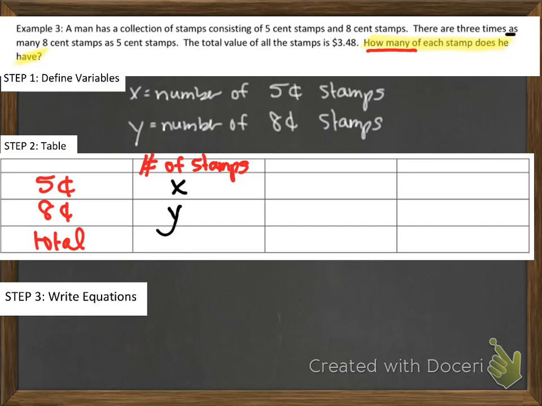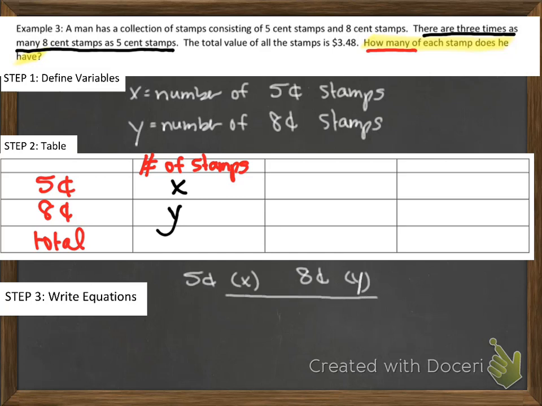We do know that there are 3 times as many 8-cent stamps as 5-cent stamps. So how do we figure that out? How do we write that as an equation? Well, let's try to make a chart. So there are 5-cent stamps, and so this is X, and then there are 8-cent stamps. The number of 8-cent stamps is Y. It says there are 3 times as many 8-cent stamps as 5-cent stamps.